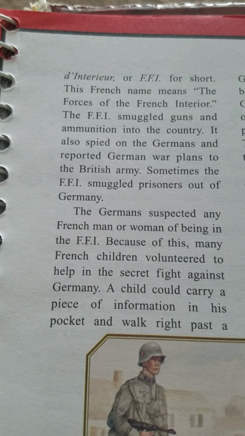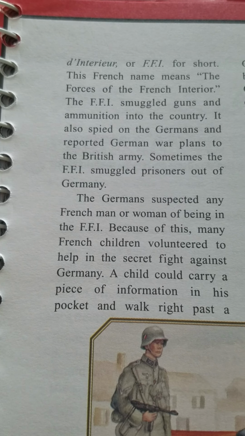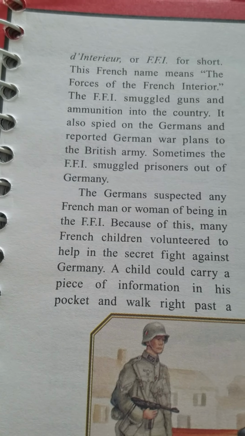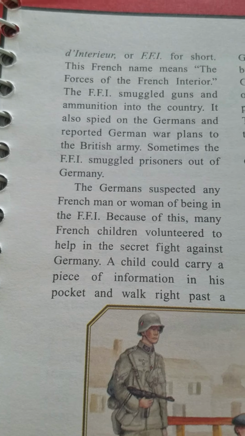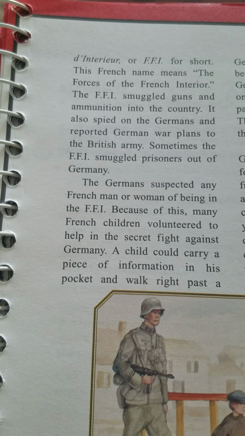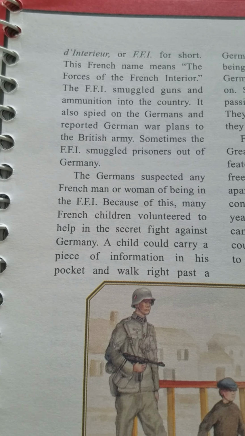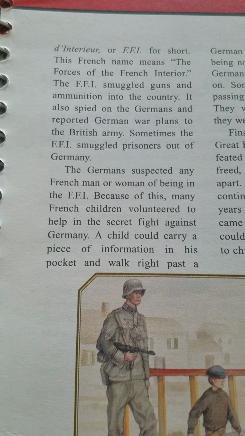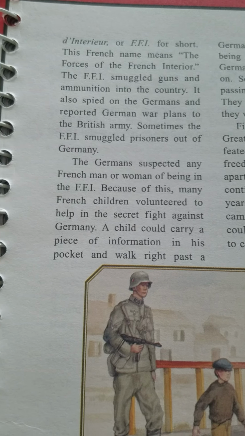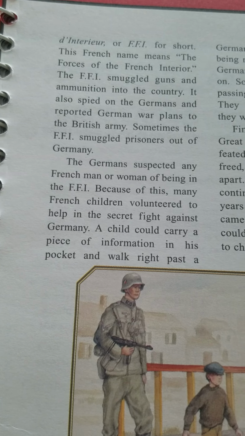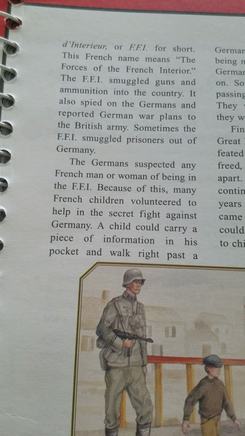The FFI smuggled guns and ammunition into the country. It also spied on the Germans and reported German war plans to the British Army. Sometimes the FFI smuggled prisoners out of Germany. The Germans suspected any French man or woman of being in the FFI. Because of this, many French children volunteered to help in the secret fight against Germany.